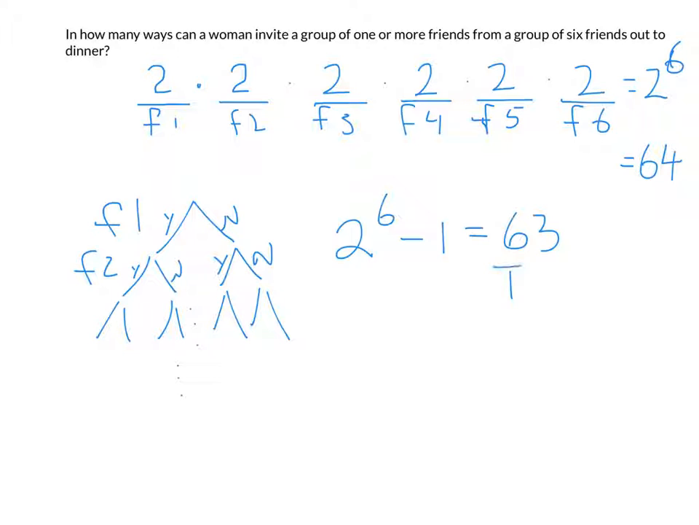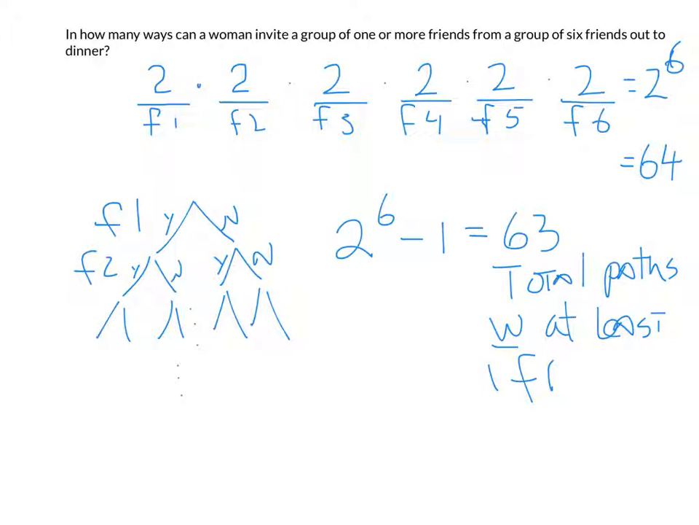63 total paths with at least one friend invited. Because what we're doing is eliminating the path that has no friends invited.